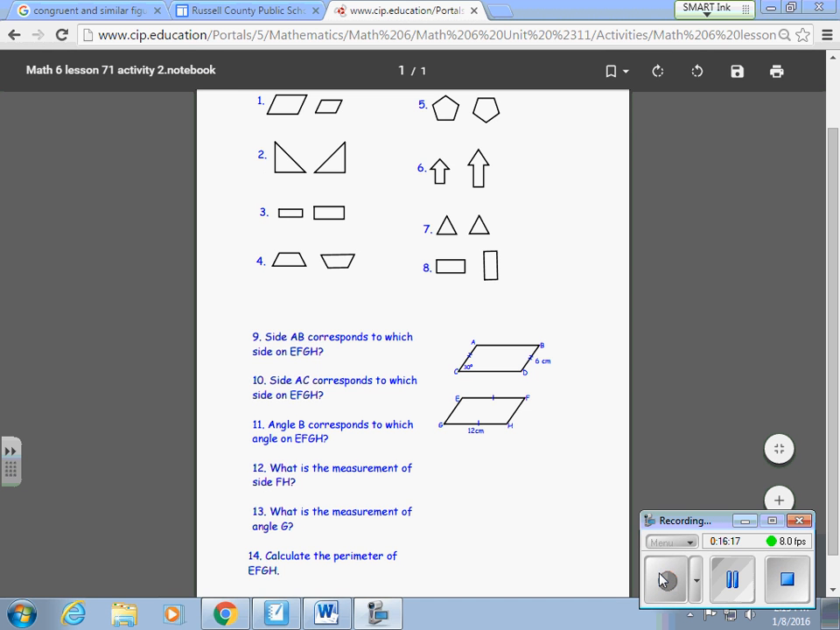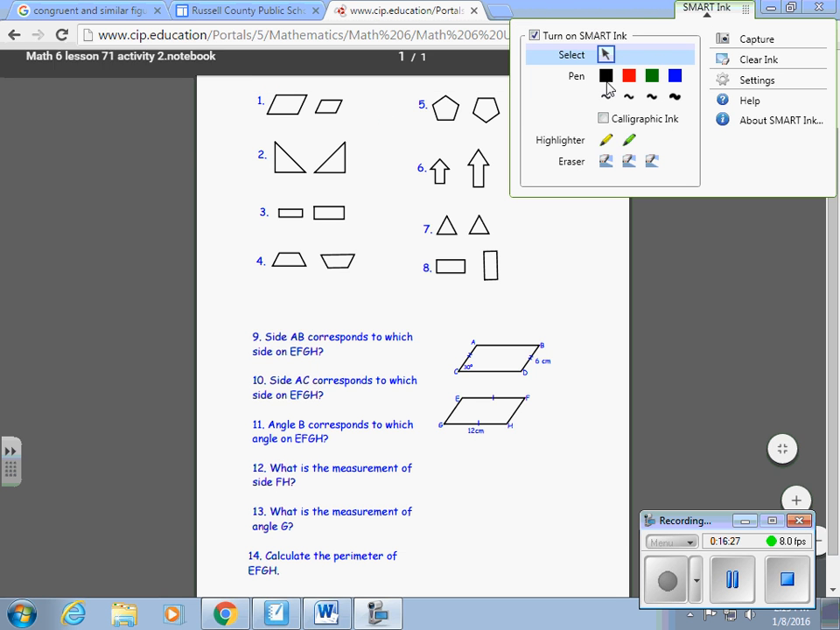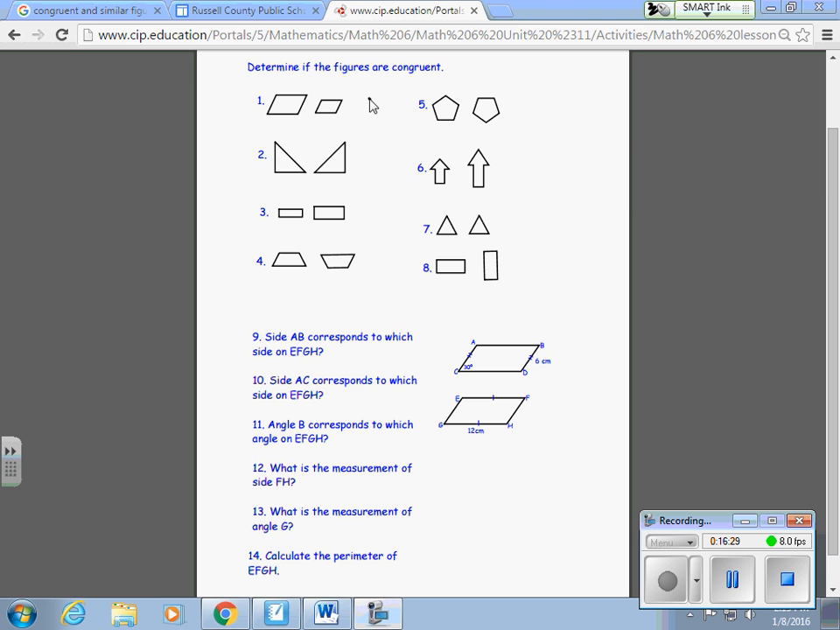All right, so let's talk about these. Number one, is that congruent? No. Okay, and I'm not going to be able to write on this, I don't think. We'll see. So no. Number two, is that congruent? Yes. Number three? No. Four? Yes. Looks like they flipped one. Five? Yes. Six? No. Seven? And eight? Yes. Now, it looks like they flipped it though, but this one looks a little skinnier.